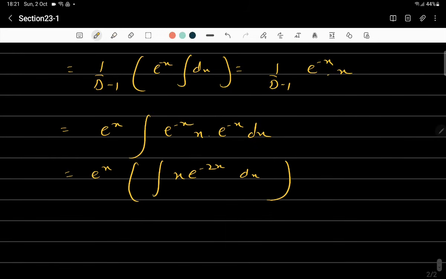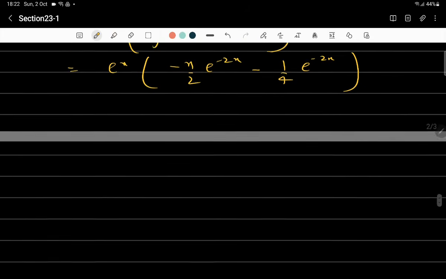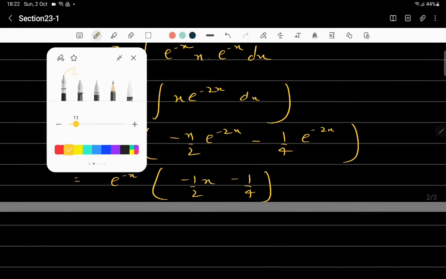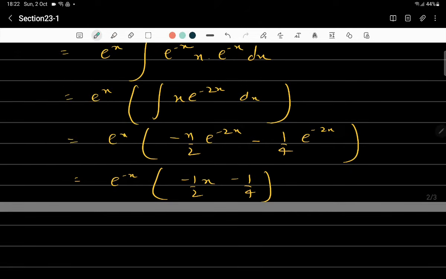So integration, you can try it by yourself, and you will realize that it would be e raised to the power x minus x by 2 e raised to the power minus 2x minus 1 by 4 e raised to the power minus 2x. So this would be equal to e raised to the power minus x by 2 minus 1 by 4. Okay, so this method is known as the successive integration. Let's quickly try one more question based on the successive integration.